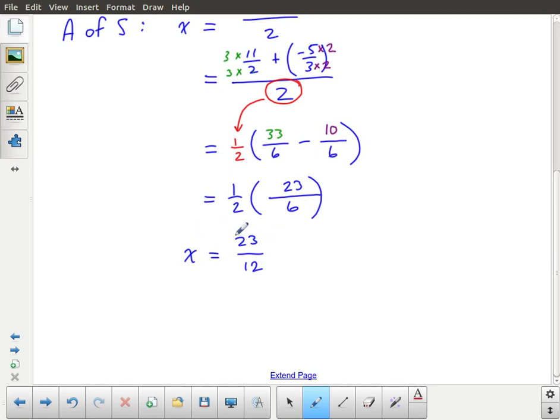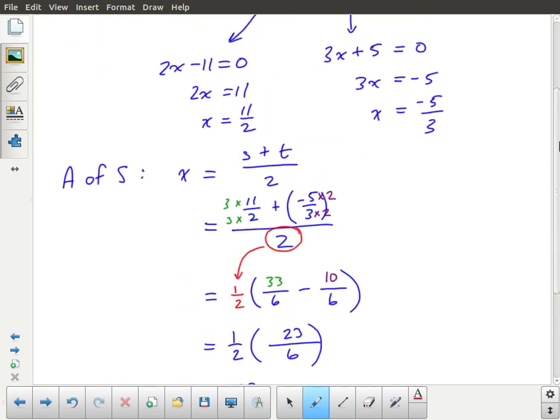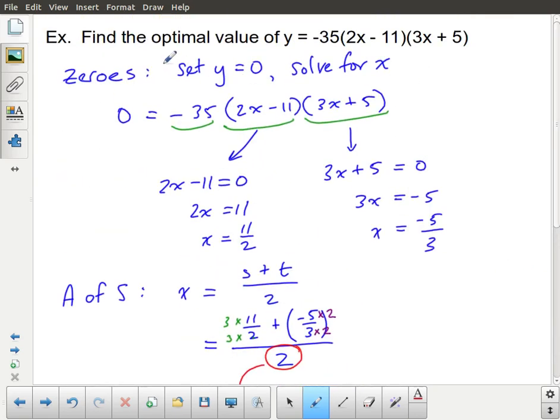This is the axis of symmetry. But what does the question want? Find the optimal value. So it's really no different than what we did before. Now what I need to do is sub my x value into this equation to find a y value.